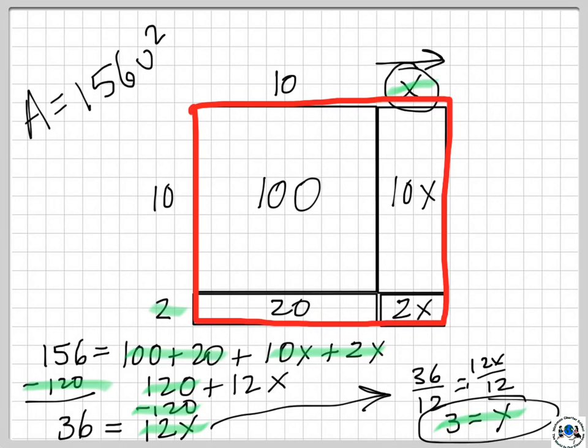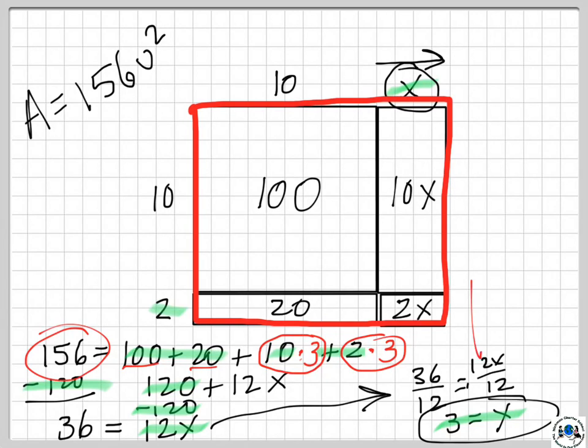Therefore, if we go ahead and plug in our 3 for x, that would be times 3, and this here would be times 3. And then we would have 100 plus 20 is 120, plus 30 is 150, plus 6 is indeed 156. So it checks out. We have x equals 3.